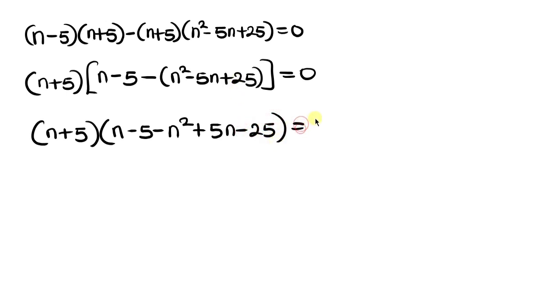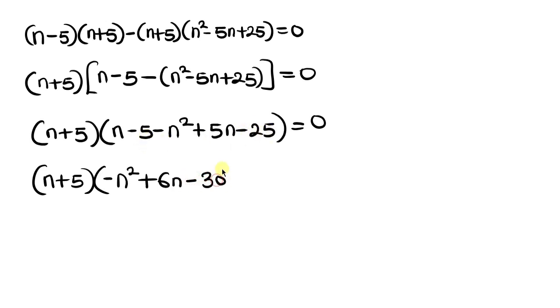And this is equal to 0. Now let's simplify what is inside of this bracket. So we have n plus 5 times, now this is negative n squared. So I'm going to be writing that down, negative n squared. Now n plus 5n, that's 6n. And then negative 5 minus 25 is negative 30. And this is equal to 0.